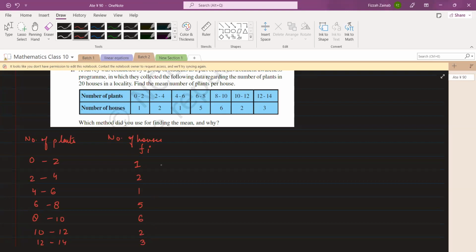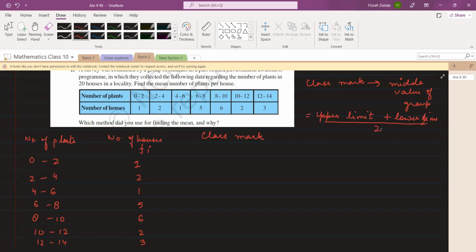Okay. Now the next thing is you have to find class mark. Now what is class mark? Please note it here. Class mark is nothing but the middle value of the group. Just to remember. Now what is the formula for finding it? So upper limit plus lower limit of the group and divided by 2. This is how you find it.